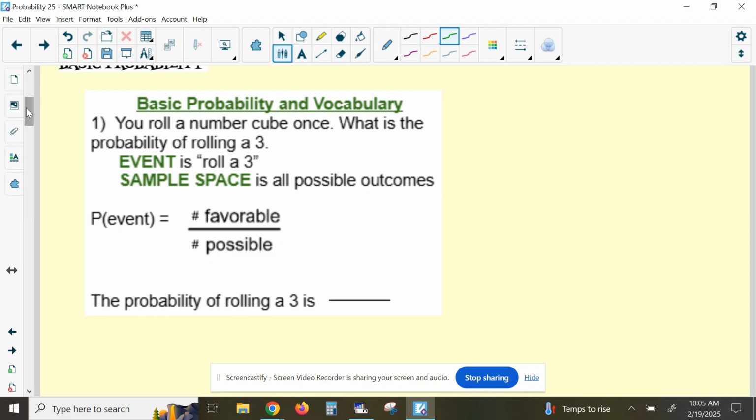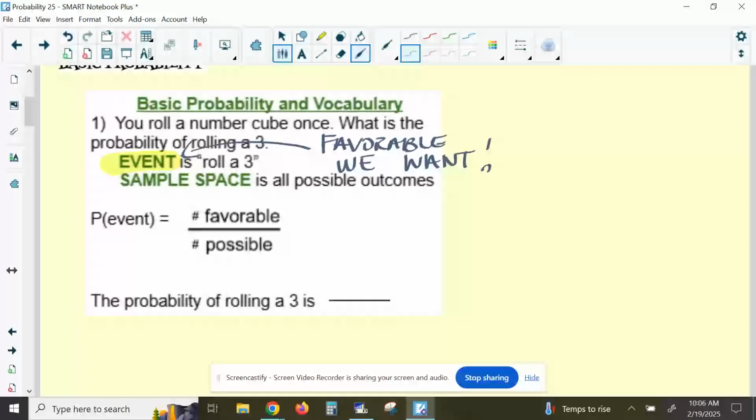So stuff we did yesterday. We talked about what an event was. An event was what was favorable, what we wanted to happen. So event is the favorable. They use the word favorable a lot. It's basically what we want. So if we talk about the event, that's the thing we're talking about getting. If you were absent yesterday, hurry up and fill this in because I'm going to be scrolling.